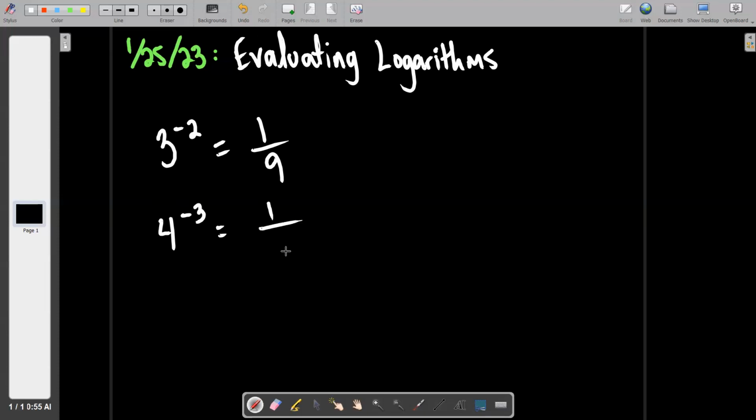It's 1/64. Very good. So what's happening here is I'm evaluating the powers, but I'm evaluating them in the bottom of a fraction. Negative exponents are actually pretty wimpy. They serve one role, and that is to simply take things that are upstairs and move them downstairs. It was upstairs, it went downstairs. And of course, you understand that what we're doing downstairs is just 3 to the 2nd power or 4 to the 3rd power, right?